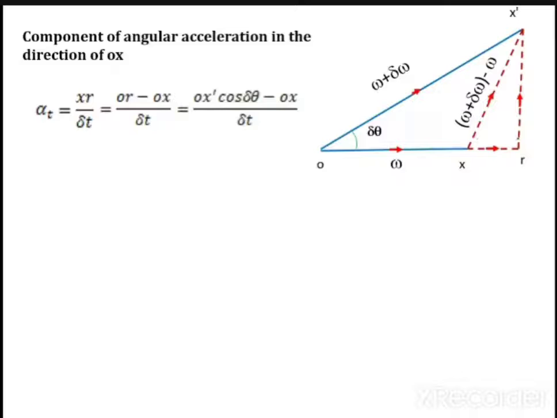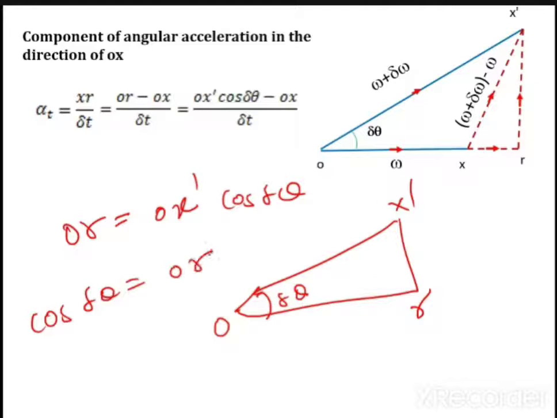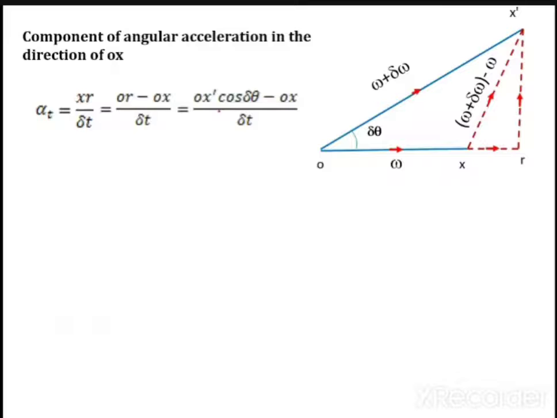See, now if you look at this triangle, this O, R, and X dash, and if this angle is del theta, so tell me what is OR? This OR obviously will be equal to OX dash into cos del theta, or you can write cos del theta is equal to OR upon OX dash. Just simple trigonometry, right? So I am writing here OX dash cos del theta minus OX upon del theta.